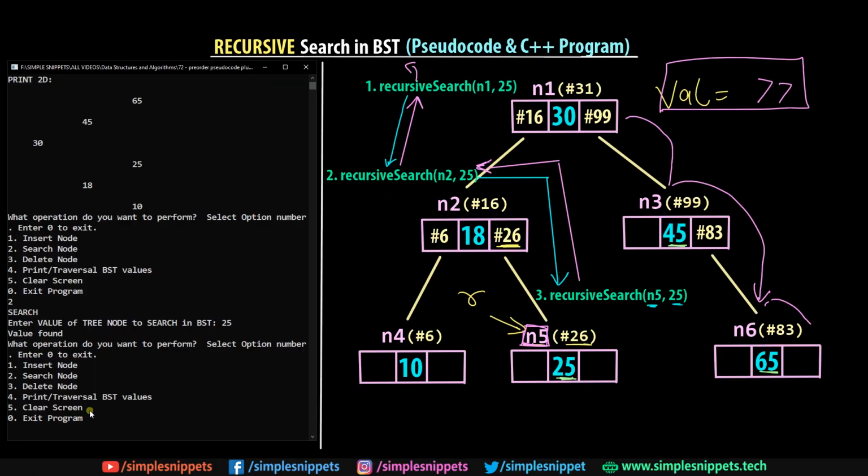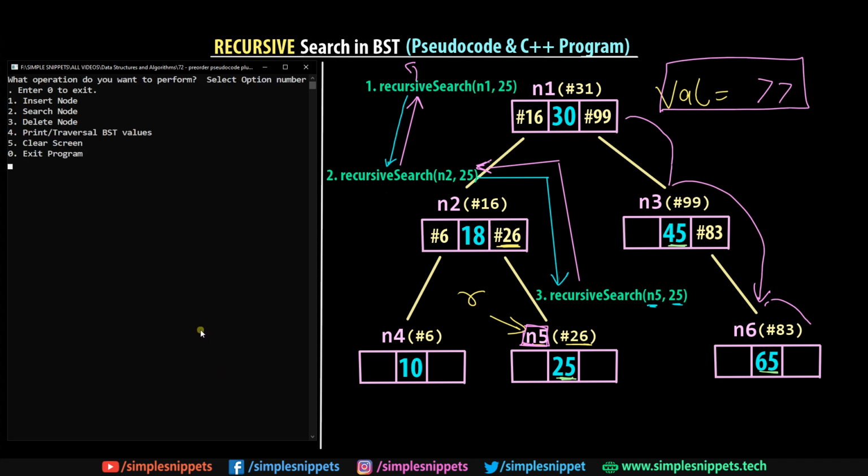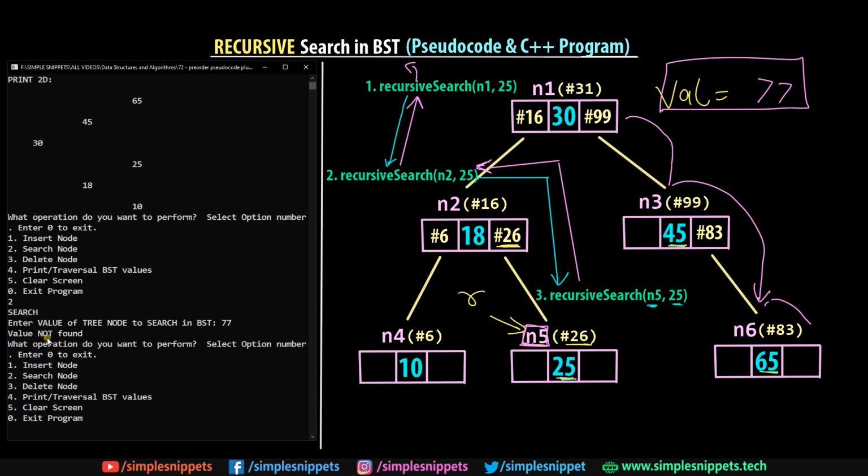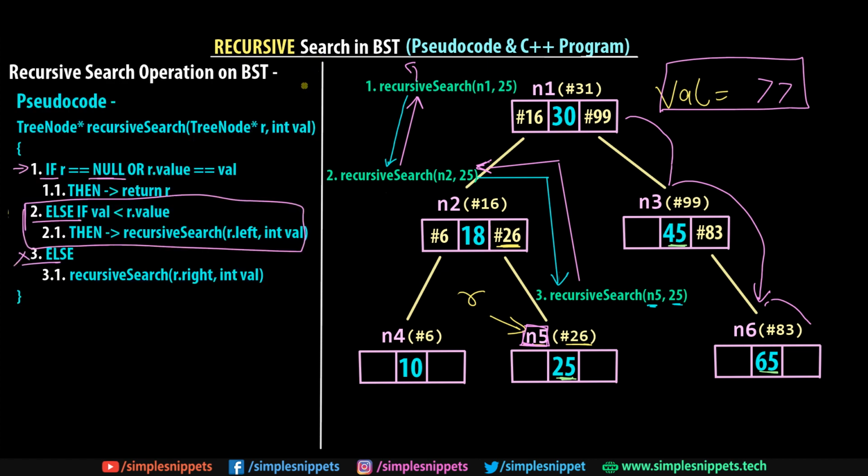Now coming back to the program again, let's enter some random value as 77. Again, let me first clear the screen. Let's print the tree. Now let's go to the search option, option 2. And now let's enter 77. We don't have 77 in the tree, so we should get value not found. When I hit enter, you can see I'm getting the answer as value not found. So this means our program is working fine. Our recursive search is working perfectly fine. And we've successfully implemented the recursive search operation in binary search tree.